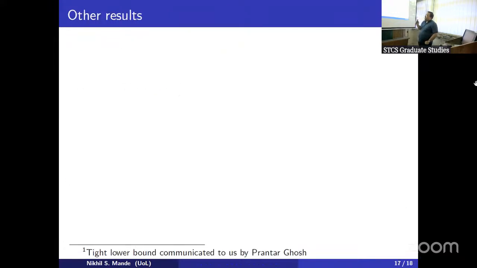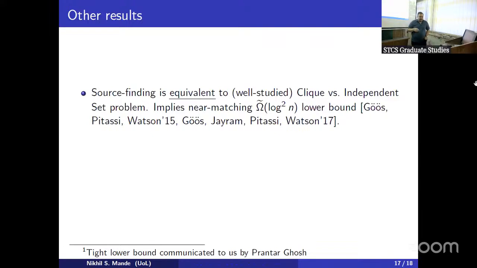So I'll tell you very quickly about some other results that I didn't talk about at all and summarize our work. As Arkadev has been pointing out, we observed that source finding is essentially equivalent to this clique versus independent set problem, which is well studied in communication complexity. And this means whatever order log square n protocol I sketched to you earlier is essentially tight, up to some lower order log terms. There was an extensive line of work that ended up in this matching lower bound for the clique versus independent set problem.